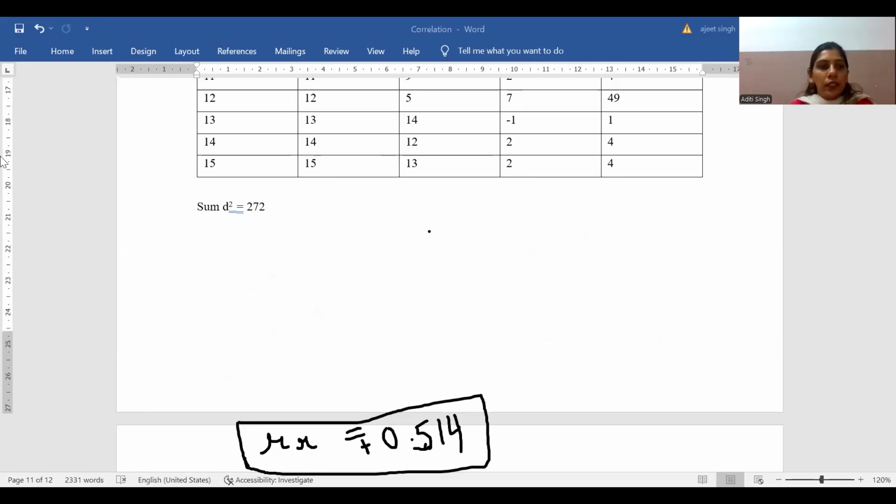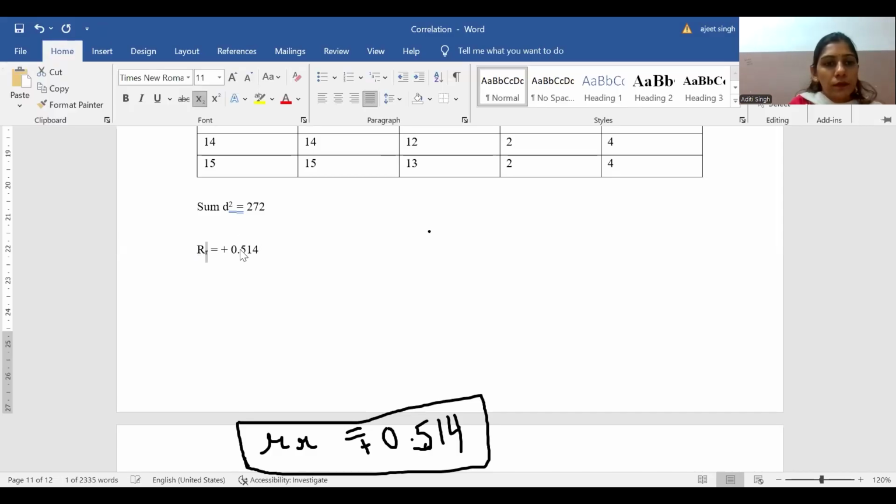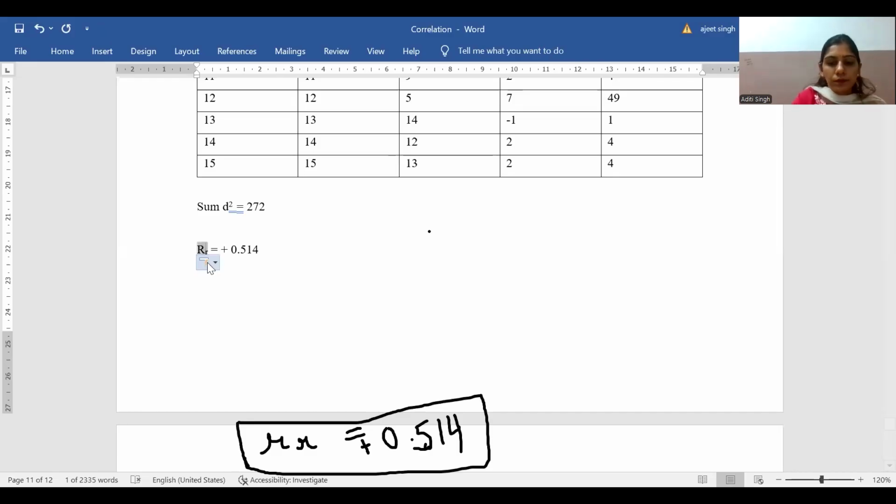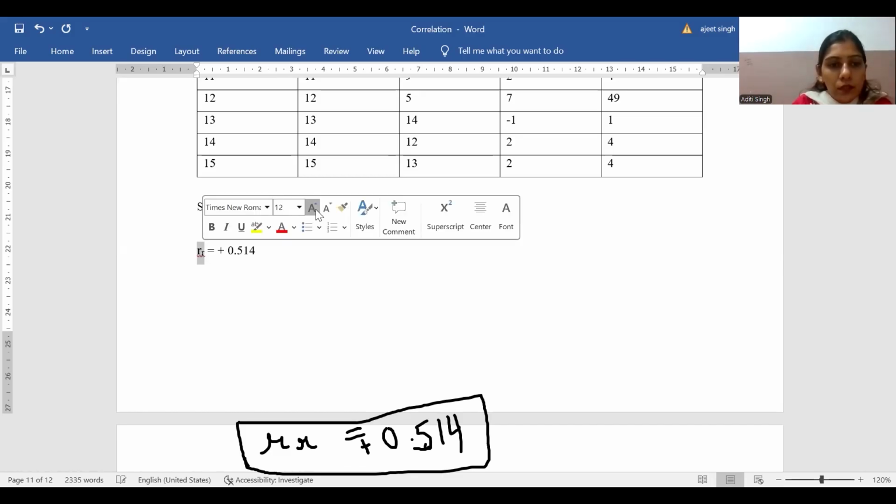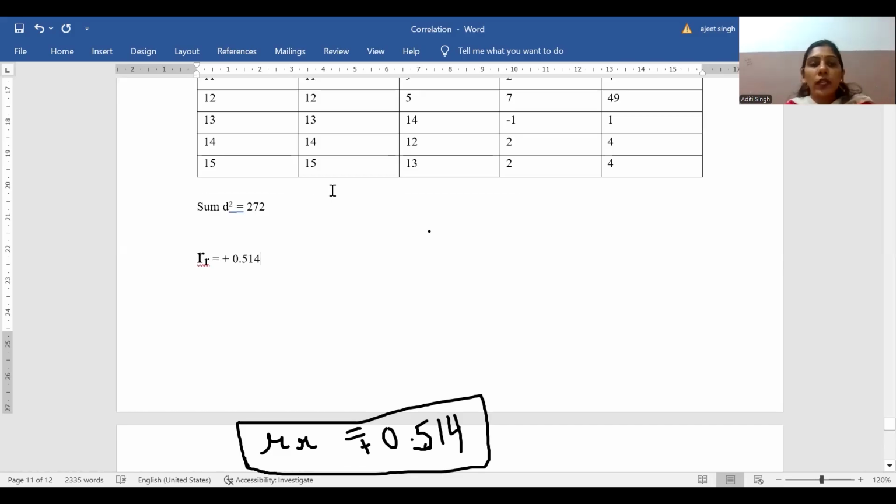So let me write the value here. If we put it like this, R is equal to plus 0.514. Okay, so this is how we calculate correlation with the help of the ranking method.